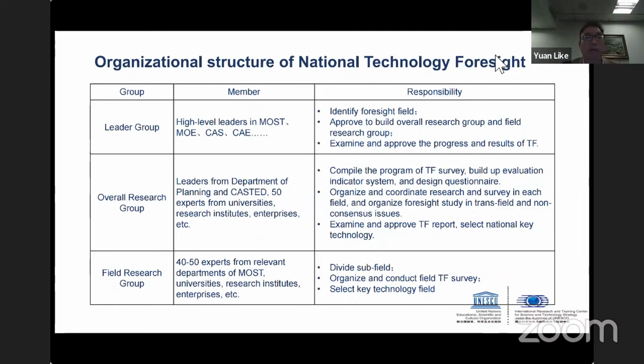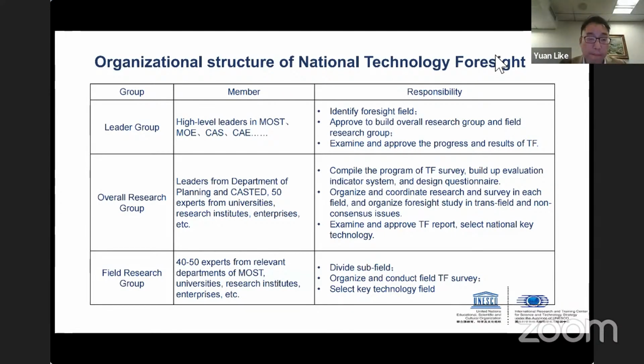I will introduce the characteristics and the process of the foresight activities in China. I think in China there is a famous characteristic: a strong organizing structure for the national technology foresight activities. We divide it into 3 groups. The leading group has high-level leaders from the Ministry of Education, Science, the China Academy of Science, the China Academy of Engineering, and other departments. Its responsibility is to identify the foresight fields and approve the overall research group and the field research groups.